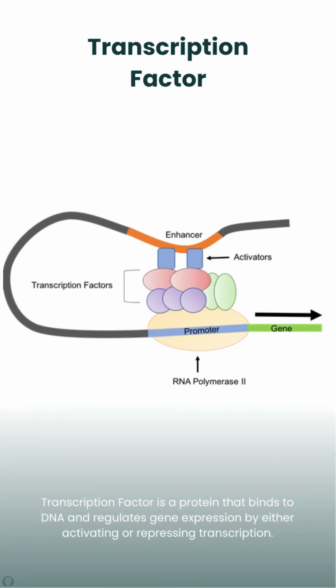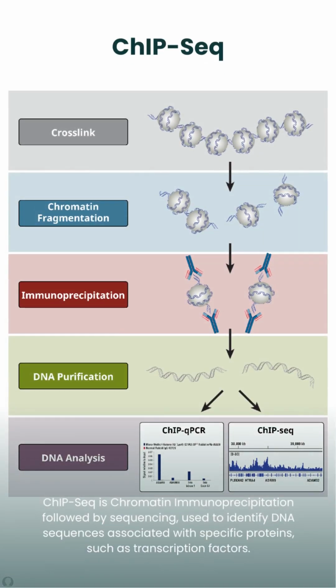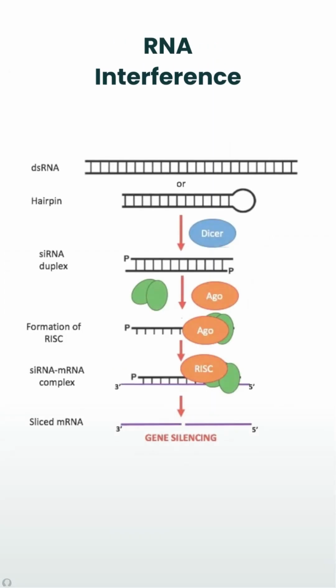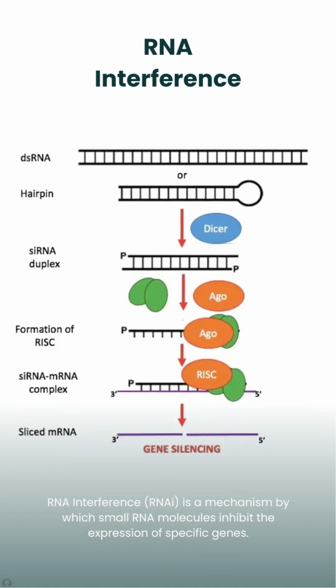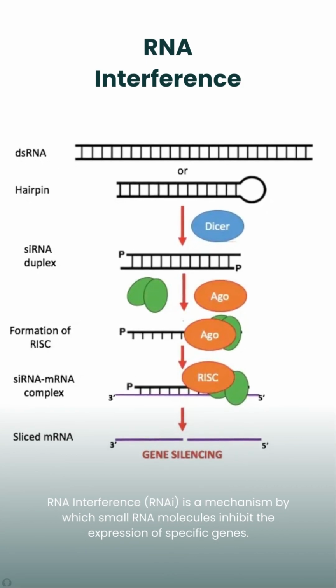Transcription factor is a protein that binds to DNA and regulates gene expression by either activating or repressing transcription. ChIP-seq is a chromatin immunoprecipitation followed by sequencing used to identify DNA sequences associated with specific proteins, such as transcription factors. RNA interference is a mechanism by which small molecules of RNA inhibit the expression of specific genes.